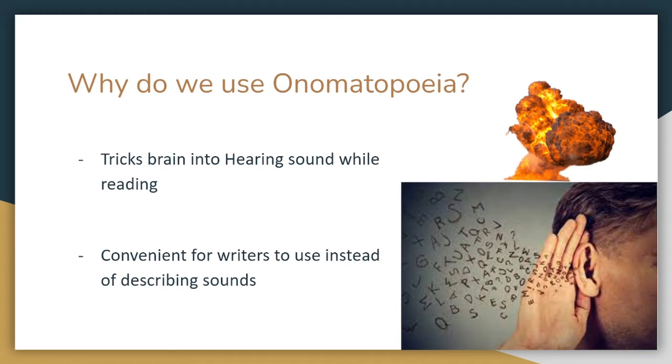Why do we use onomatopoeias? When you read an onomatopoeia, you read the sound in your mind as if it's the real sound, so it tricks your brain. For example, if you read the word boom in a book, you'll hear the sound of an explosion in your head. It's also really convenient for writers to use because it describes a lot about a scene in very little words. But it's also important to note that it also heightens the language used.